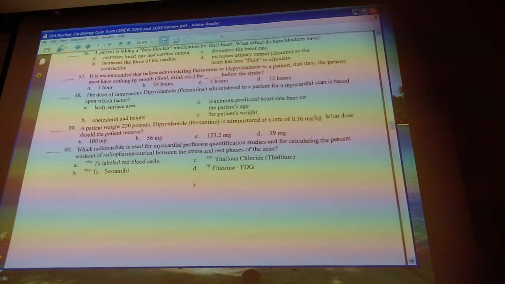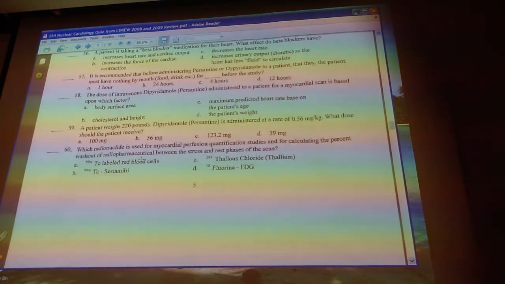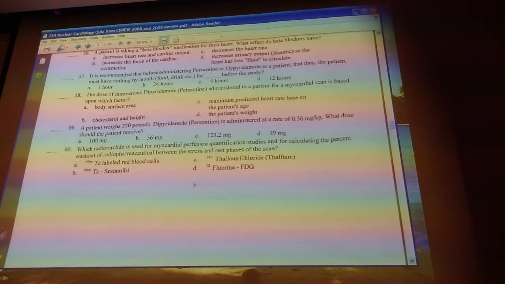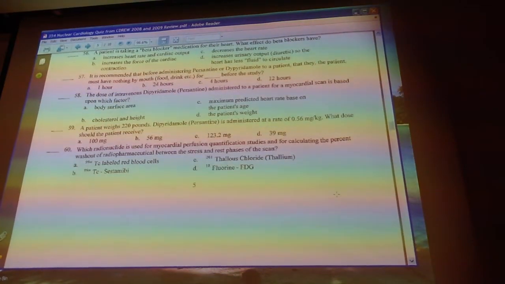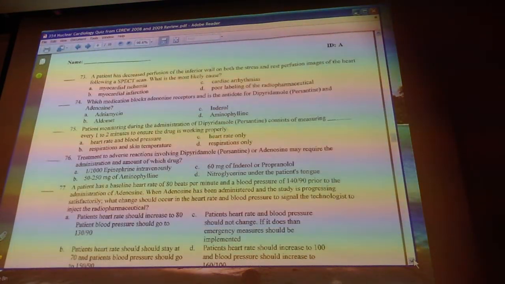On this one here, which radionuclide for myocardial quantification allows you to measure the percent washout between stress and rest phases? Thallium is the only one that washes in and washes out. Because remember, sestamibi, once it gets trapped in the myocardium, it doesn't leave. So you're looking at the picture of the heart at that particular moment of time. It's not a dynamic type of study.